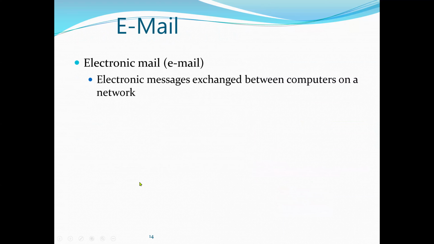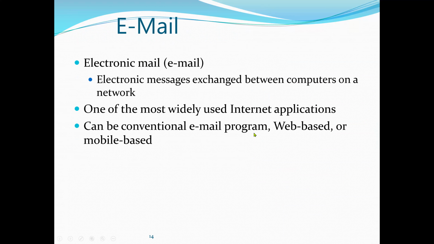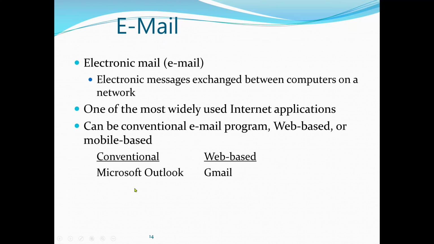Now, the format of an email, as we said earlier, is username at the domain name. Normally, an email is called electronic mail, so it is an electronic message exchange between computers on a network. And one of the most widely used internet applications is email. We can have a conventional email program, or a web-based or mobile-based one. An example of a conventional one can be Microsoft Outlook. A web-based one can be Gmail, Mac OS X Mail, or Outlook.com.